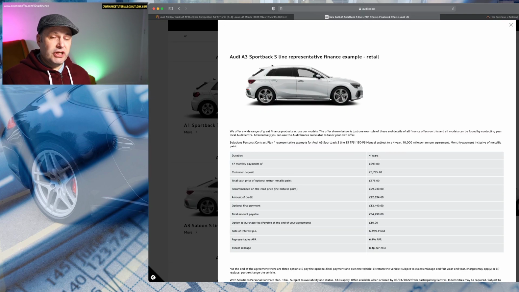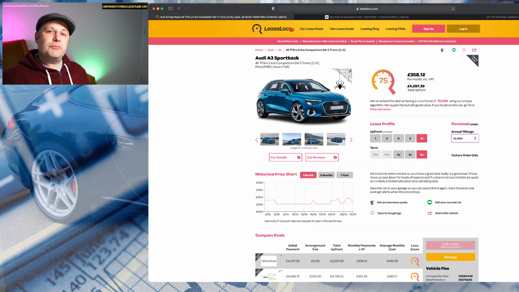Sometimes PCPs are cheaper than leases. Sometimes leases are cheaper than PCPs. But as I said, on a lease, you've got no option to purchase the car. And it's also sometimes quite a lot more difficult to get out of the agreement.